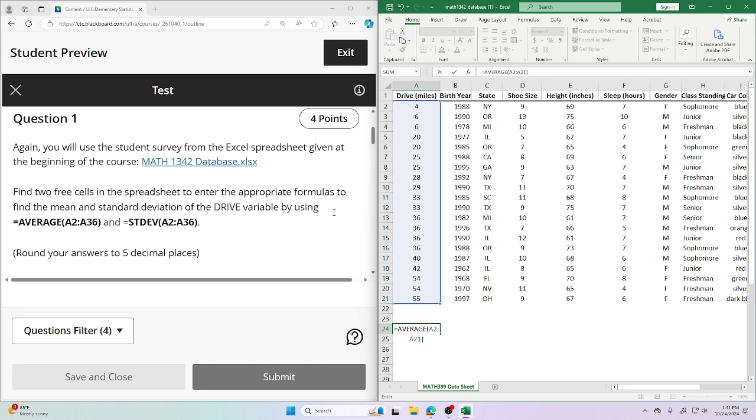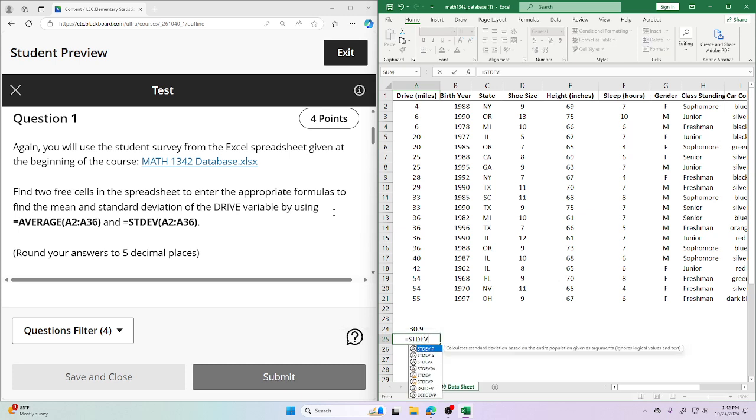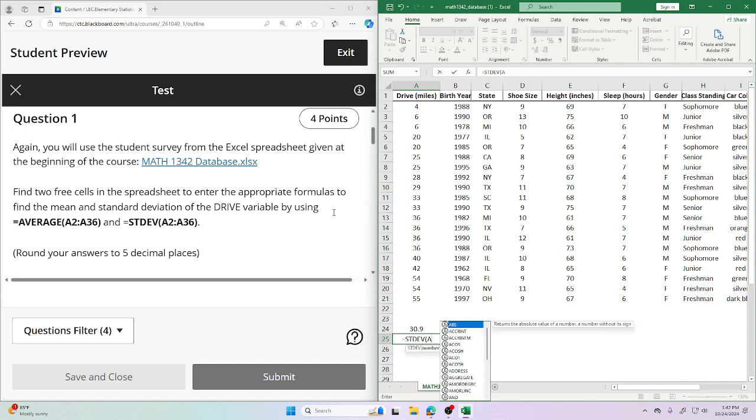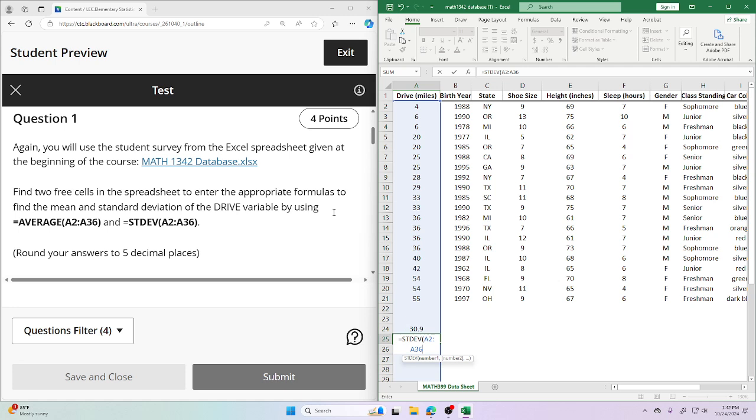You'll see that I just literally typed it in. It says average, just as they said it. I just changed my number at the end, right? Enter. And then right below it, equals STDEV for standard deviation. Again, A2 to A36. I'm not doing 36, I'm doing 21 particularly. That's up to you. Typing that formula exactly as it is, with the equal sign, right? Enter. And there we go.